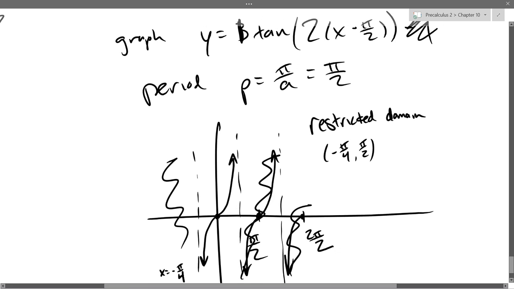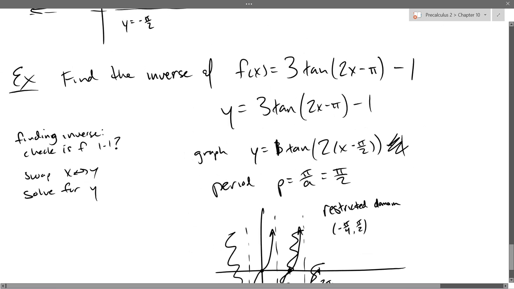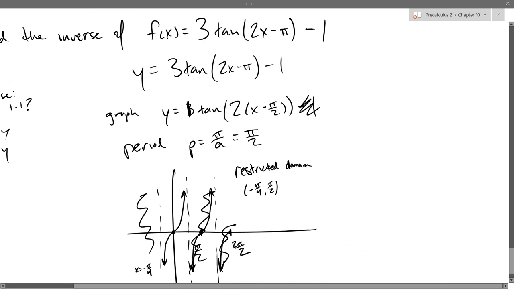So this is the domain of, what did I call this, f? Domain of f is this interval, and that's the range of f inverse.